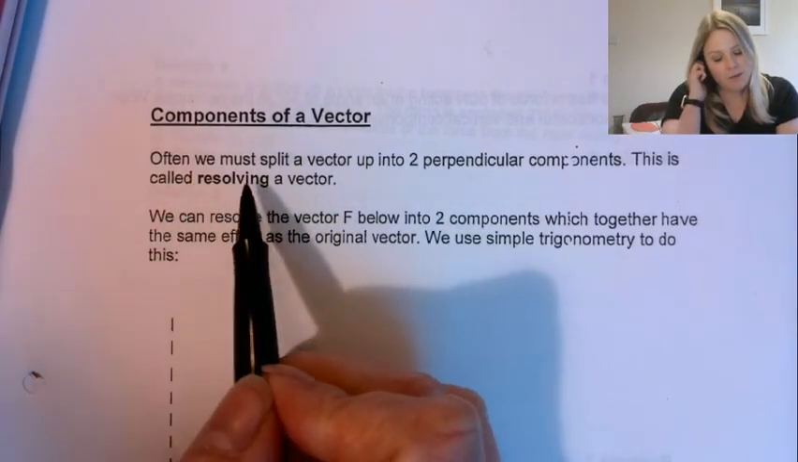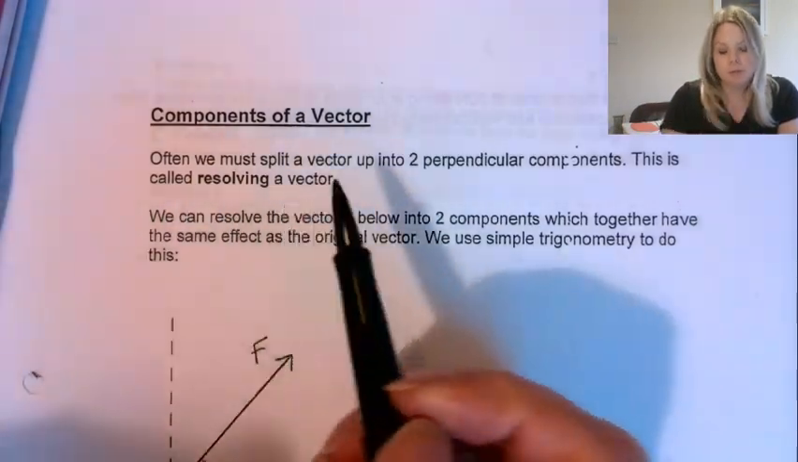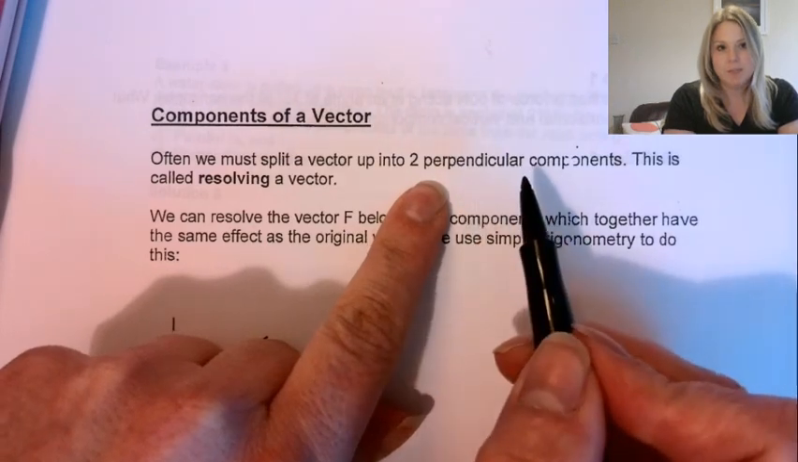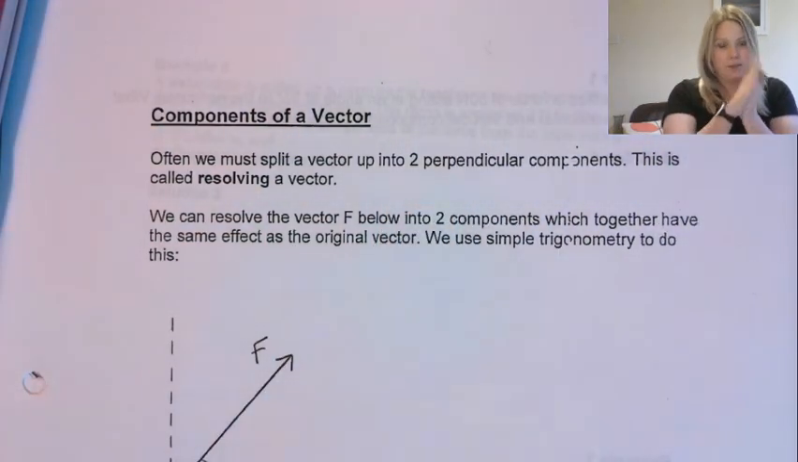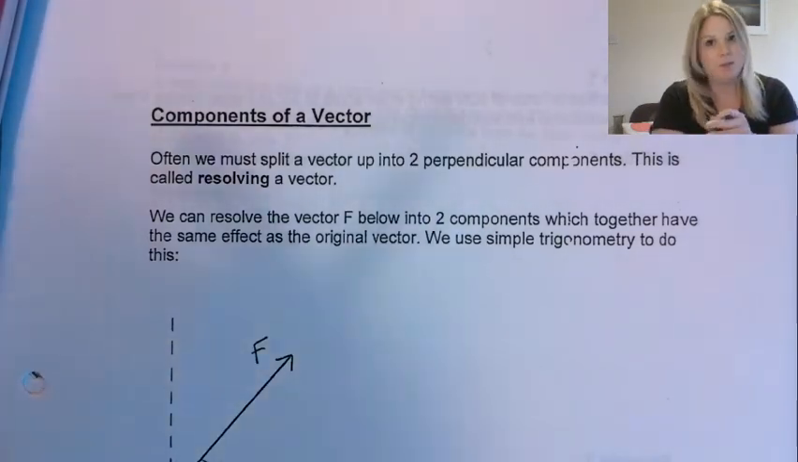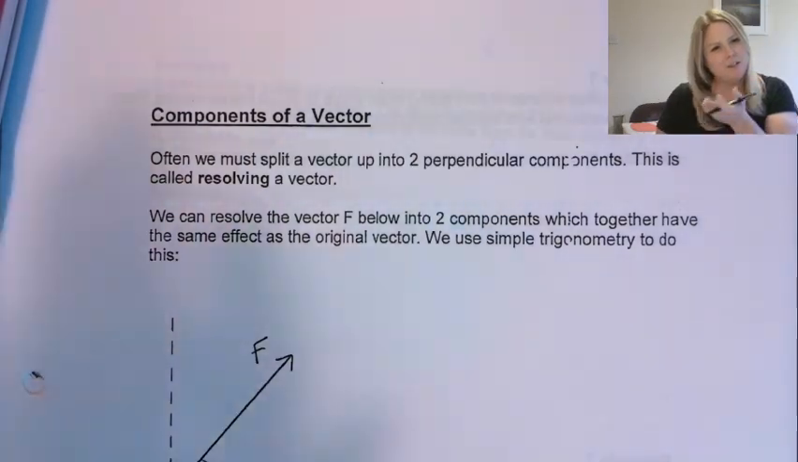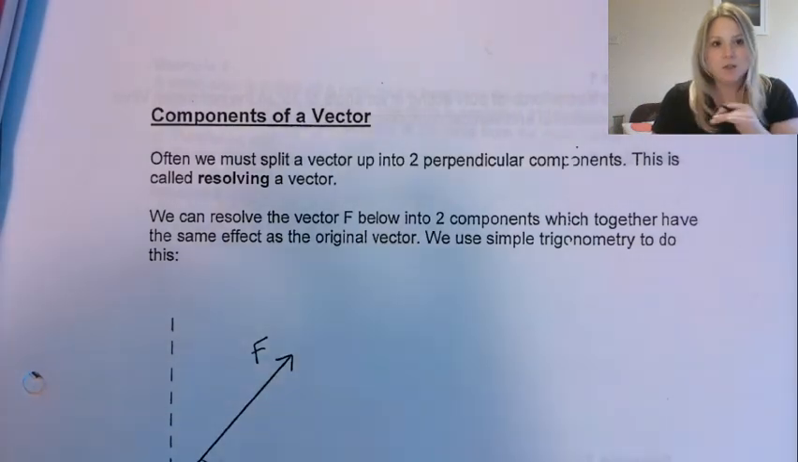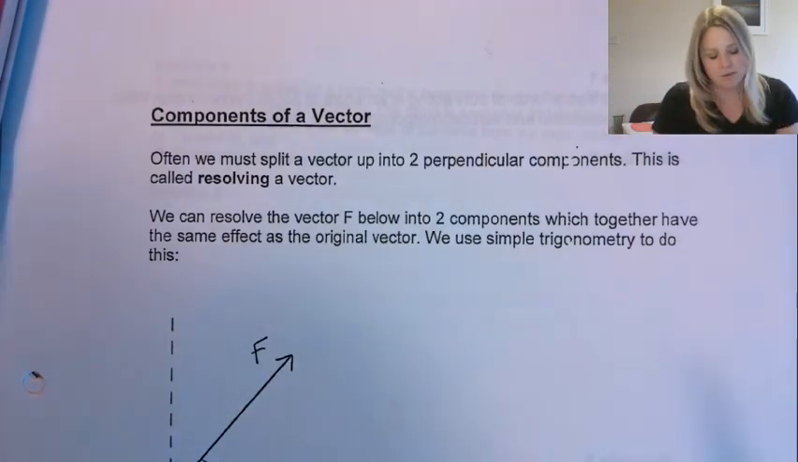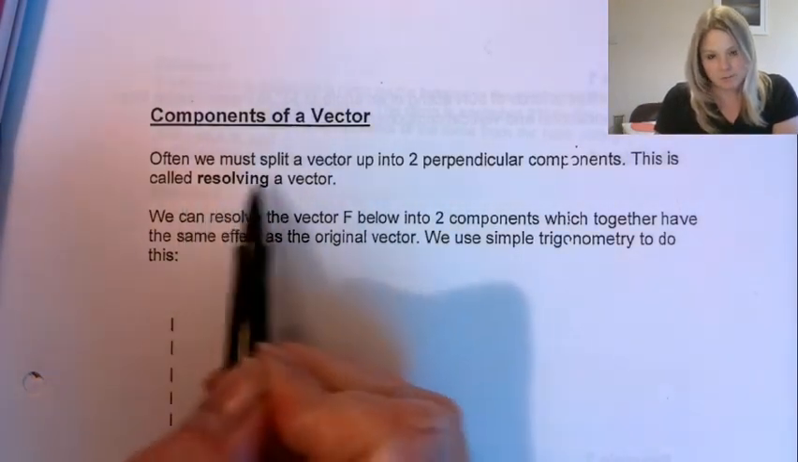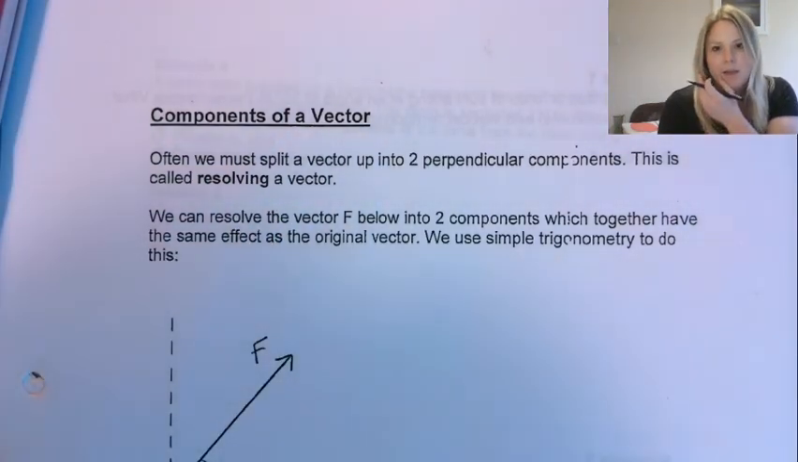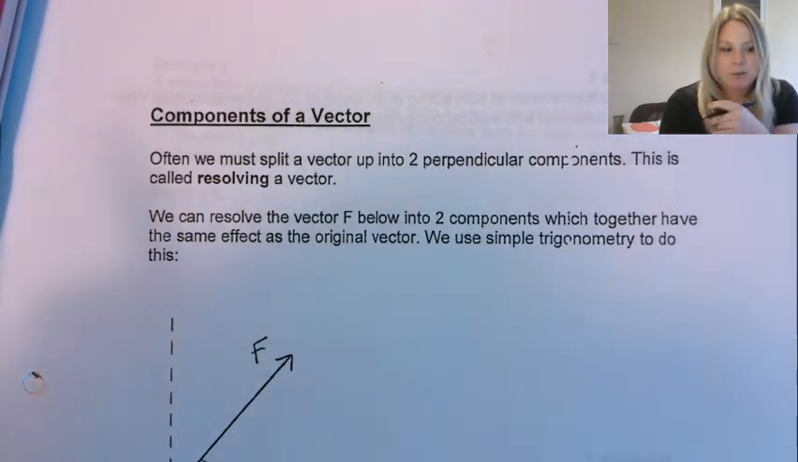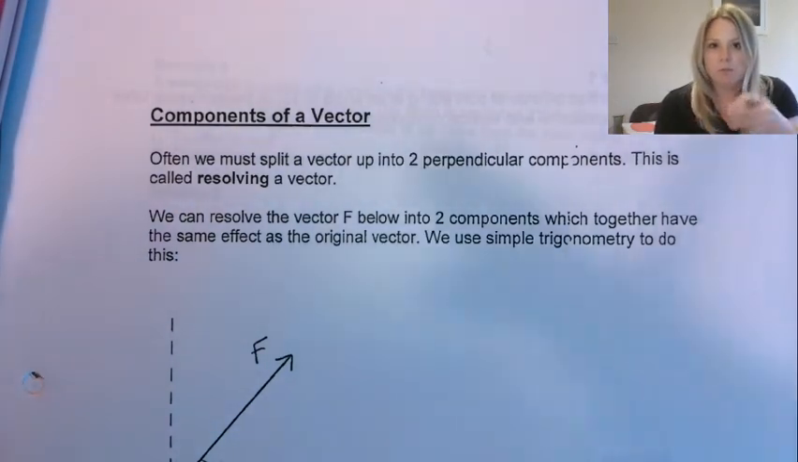So often we have to split a vector up into two perpendicular components, and it'll always be perpendicular that you are splitting up into. Generally I'll go vertically and horizontally, but just like in maths, sometimes it could be parallel to a slope and perpendicular to a slope, as long as the two things are perpendicular to each other, and that will be called resolving. Whenever you resolve a vector, force in this case, you're going to get the components. You will hear me using that phrase an awful lot.